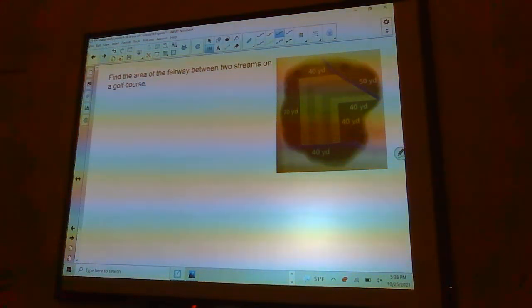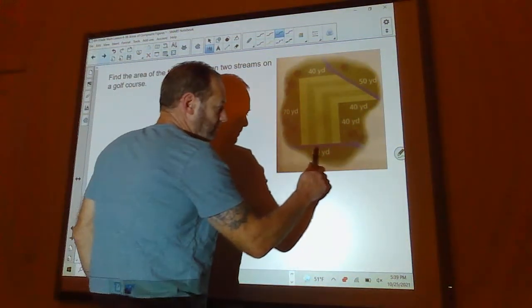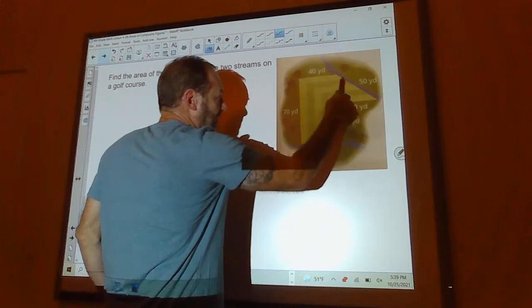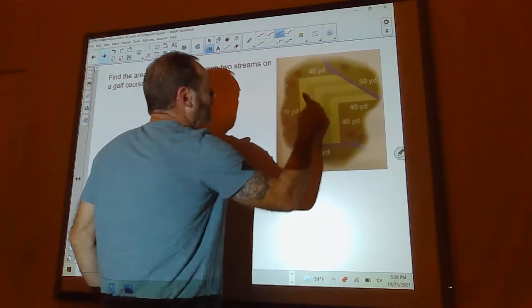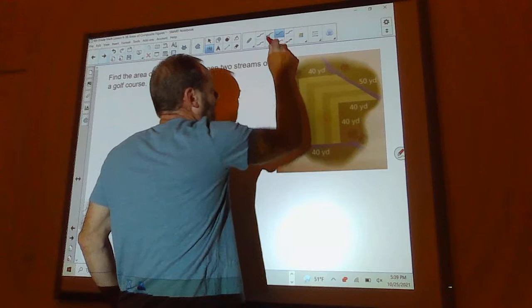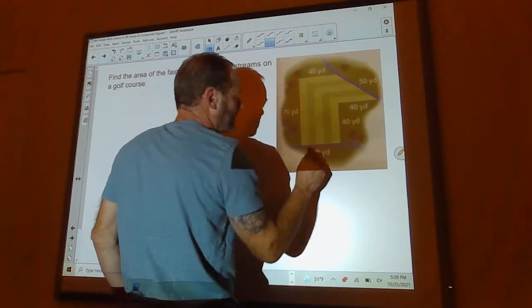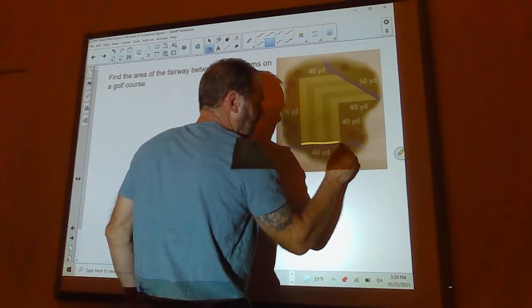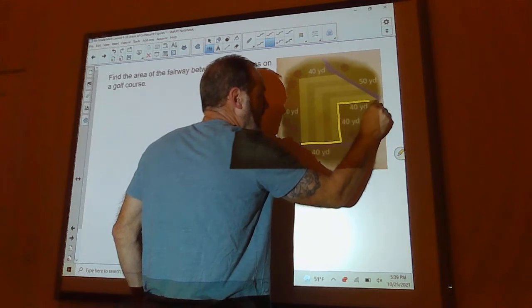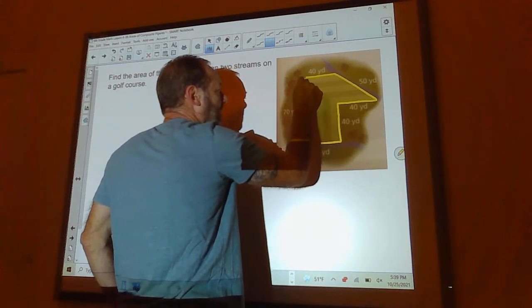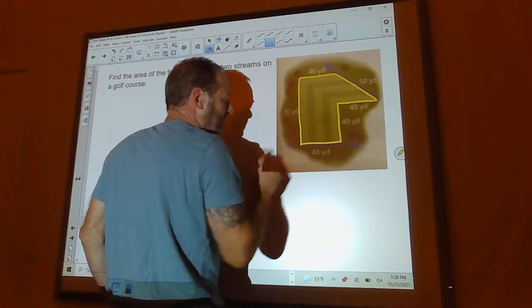Okay, so find the area of the fairway between the two streams on a golf course. So I don't know if you can see real well, there's a stream here and there's a stream here, and here's your fairway, is this shape right here. Let's set it off with a nice yellow. So we want to find the area of that shape right here.